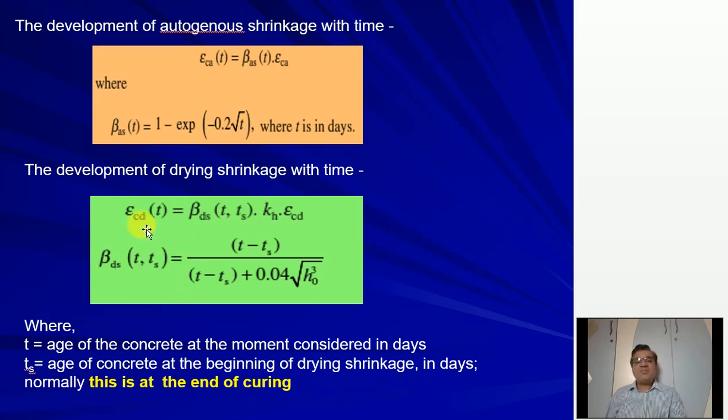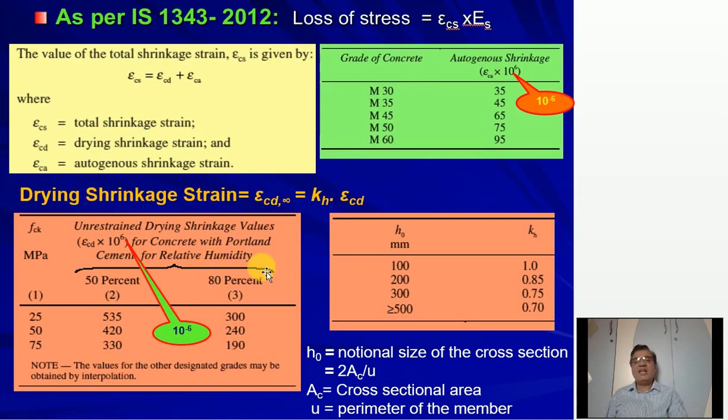Now here epsilon CD is given as beta ds(T, Ts) multiplied by Kh into epsilon CD. So Kh into epsilon CD we saw in the previous table, and this is the additional term, which is given by this equation. So in this equation we can substitute the values and we'll find the drying shrinkage with time. So we'll substitute both these values in the earlier equation, that is epsilon Cs into Ks, and we can find the shrinkage strain and the loss of pre-stress due to shrinkage after some 20 days or 60 days or 180 days. So according to the time we can calculate.